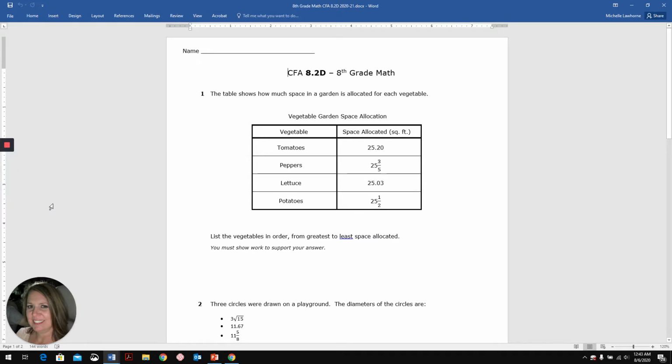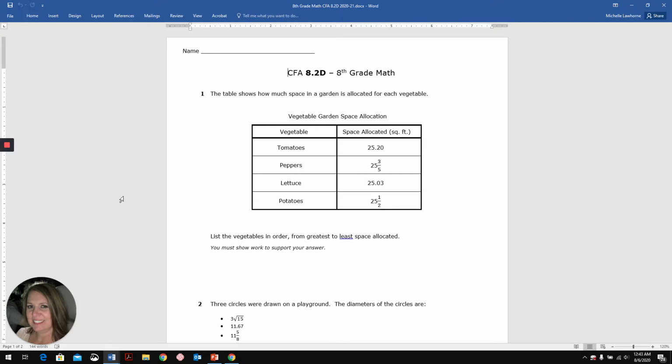Here is the first CFA for 8th grade math. Actually, I think this is the second CFA for 8th grade math. And CFAs are not intended to be graded with a Scantron. They need to be hand graded, but they're very short, so they shouldn't take too much time.